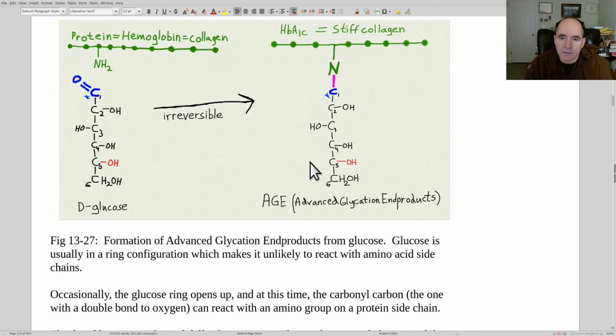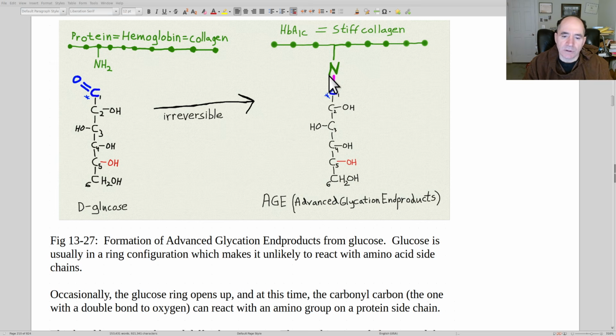Here's a closer look at the formation of advanced glycation end products. So here you'll have a protein, whatever it is, hemoglobin, collagen, whatever. And the D-glucose will come and interact with an amino acid on a side chain, let's say on a lysine as an amino acid within the protein. And it'll bind to it and form an advanced glycation end product. These tend to be irreversible, okay?